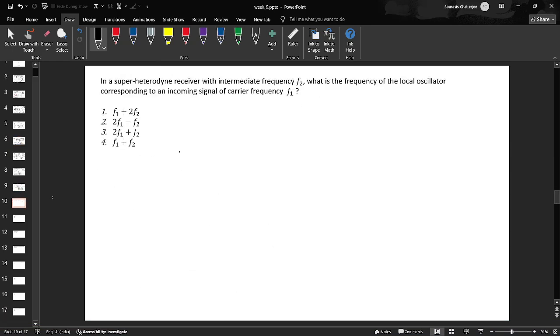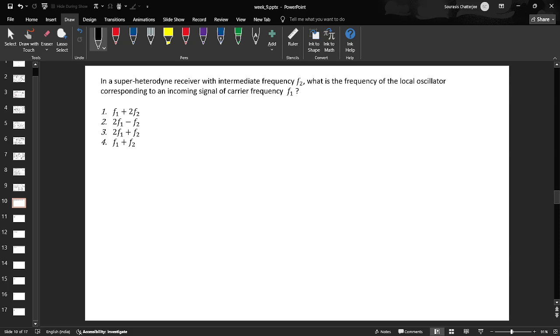So let us move to our next question. I remember I discussed something about this kind of receiver in the last session also, but let's look into more details this time. We are talking about a superheterodyne receiver with intermediate frequency f2. What is the frequency of the local oscillator corresponding to an incoming signal of carrier frequency f1?